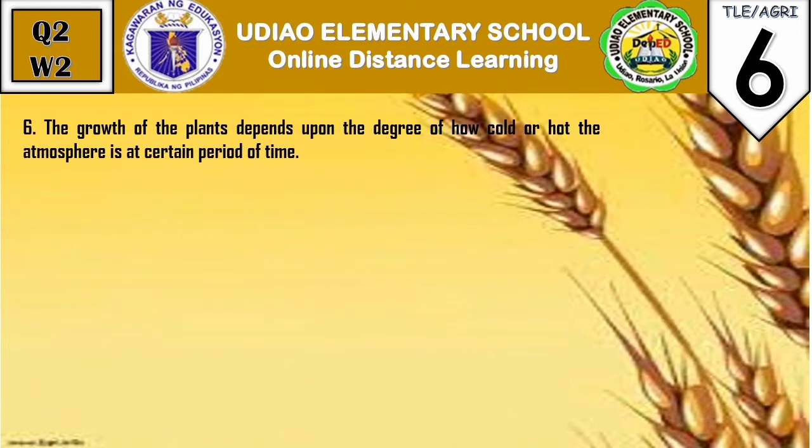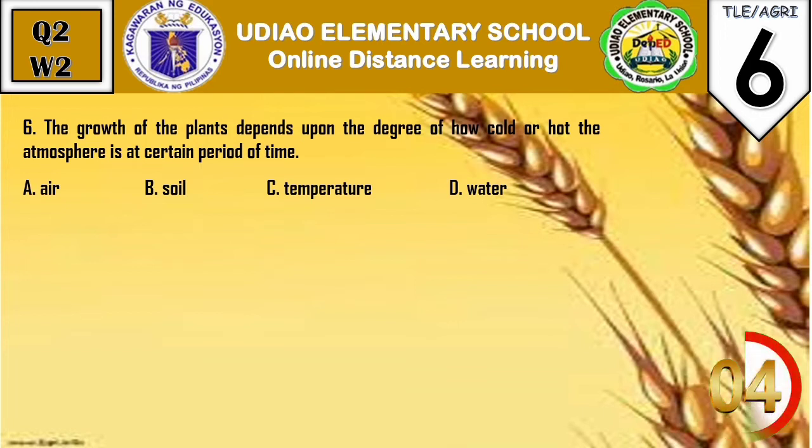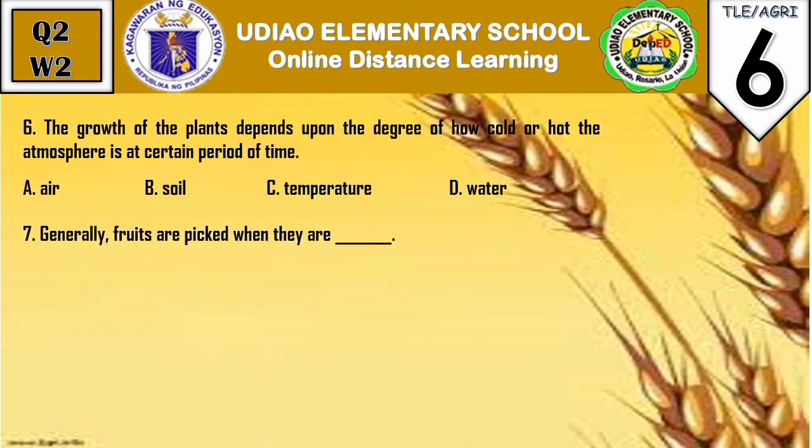Number 6. The growth of the plants depends upon the degree of how cold or hot the atmosphere is at a certain period of time. A. Air. B. Soil. C. Temperature. D. Water. Number 7. Generally, fruits are picked when they are blank. A. Mature. B. Mature enough. C. Overripe. D. Young.